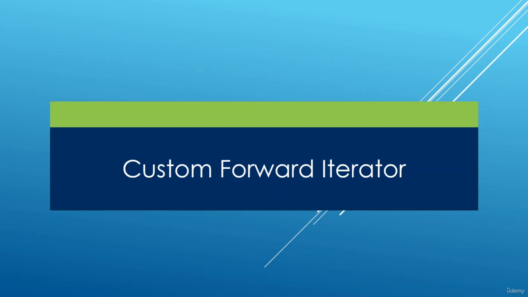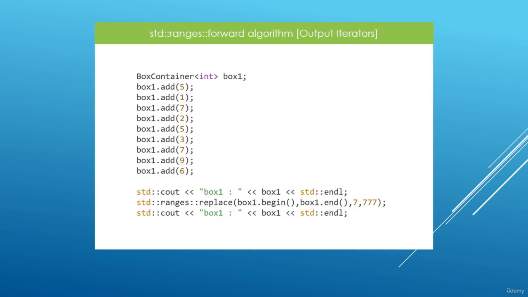In this lecture, we're going to see how our box container class plays out with algorithms that expect forward iterators. And we're going to be using the replace algorithm as an example. So here is really what we want to do in this lecture.